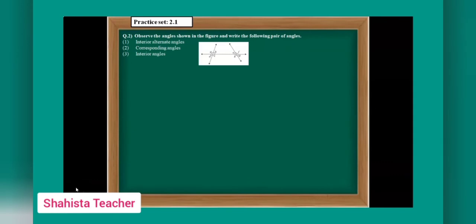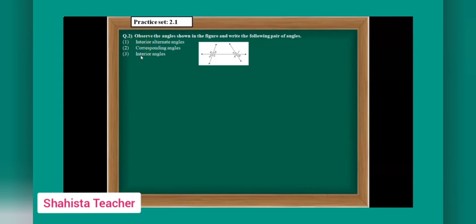Now students, let's solve practice set 2.1 question number 2. Here the question says observe the angles shown in this figure and write the following pairs of angles. How many pairs are given? Interior alternate angle pairs we have to write here. Corresponding angle pairs we have to write. And lastly we have to write interior angle pairs. That means in total 3 kinds of angle pairs we have to find and write.